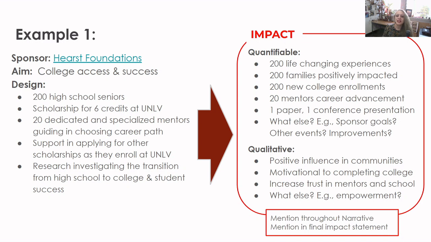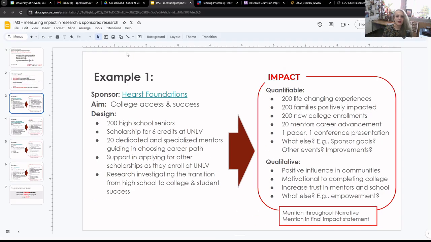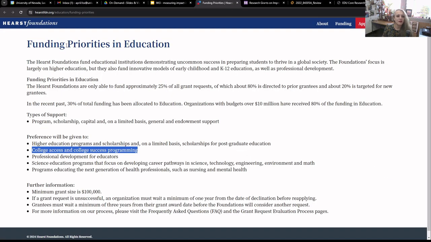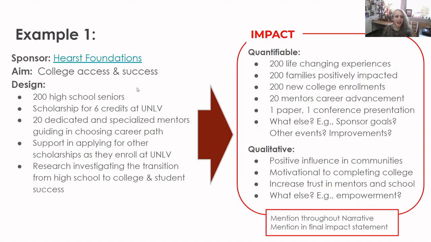So example one is a foundation level design, and it's with the Hearst Foundations, and I can show you their website just for 1 second. They have their funding priorities, and one of them is, for example, college access and college success. So let's say that your design is looking at that. So you're looking at college access and success, and you're bringing in 200 high school seniors. You're giving them a scholarship for 6 credits at UNLV. You have 20 mentors in your project. You have support to these students for them to apply to other projects in UNLV. You have research investigating the transition from the high school to college and all of that. So your design is looking great.